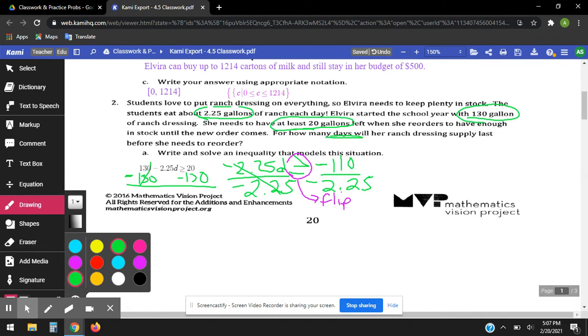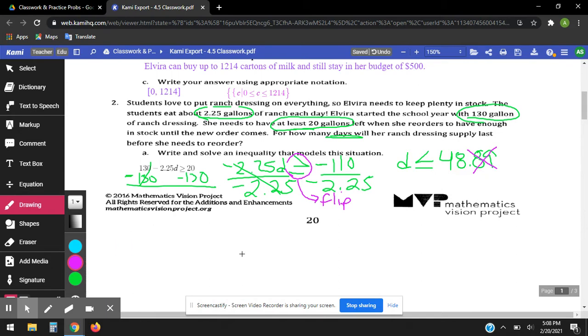So when I come over here, I'm going to have D has to be less than or equal to, and when I divide that out, I have 48.89 days, which again, if I'm going to be reasonable, D has to be less than or equal to this. So really 48 days. Every 48 days of school, she's going to have to reorder ranch.